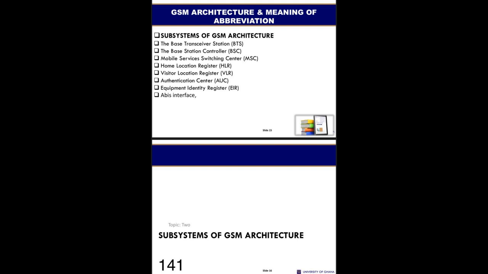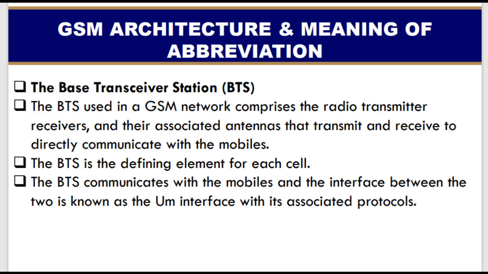Subsystems of GSM architecture: the base transceiver station, BTS. The BTS used in a GSM network comprises the radio transmitter receivers and their associated antennas that transmit and receive to directly communicate with the mobiles. The BTS is the defining element for each cell. The BTS communicates with the mobiles, and the interface between the two is known as the Um interface with its associated protocols.